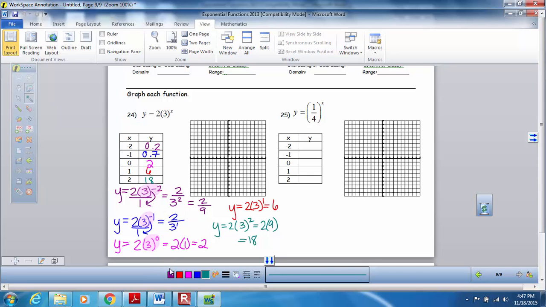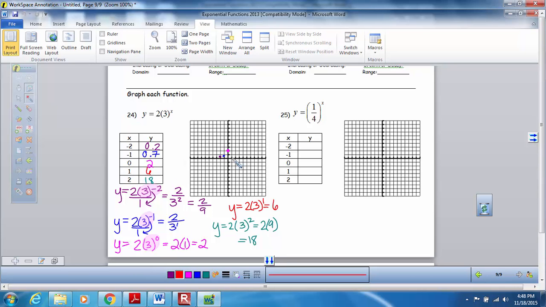Okay, so let's go ahead and plot our points. So if we're plotting -2 and 0.2, we want to go to -2 on the x-axis, so I go left 2, and then I go up just a tiny smidge and put a dot. Then I would plot -1 and 0.7, so I'd go left 1 and go up a little bit higher on that one, but not quite at 1 because it's smaller than 1. Then I would plot 0, 2, so I wouldn't go anywhere on the x-axis, but I'd go up 2 and put a dot.